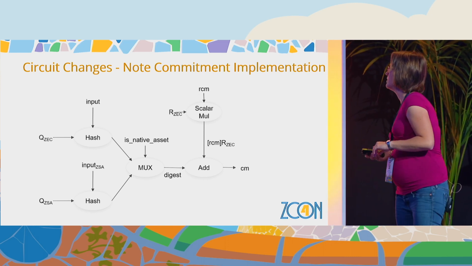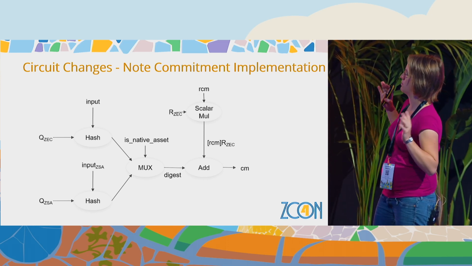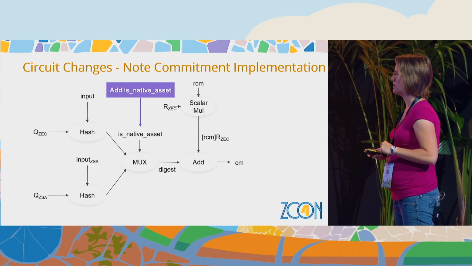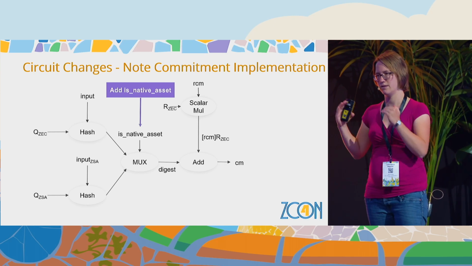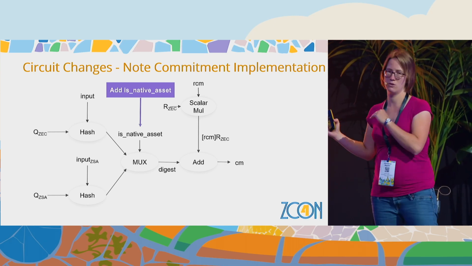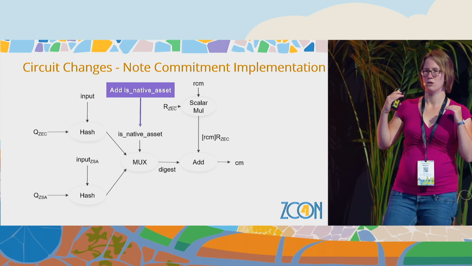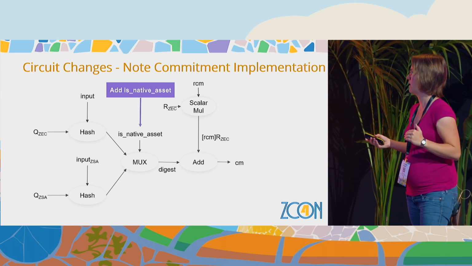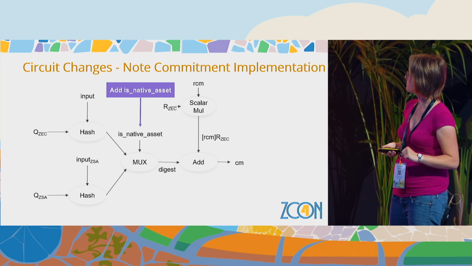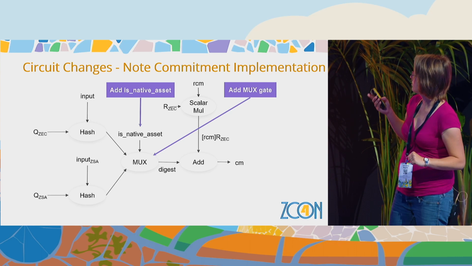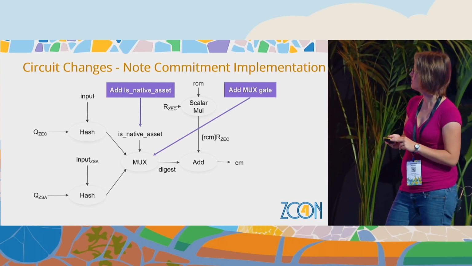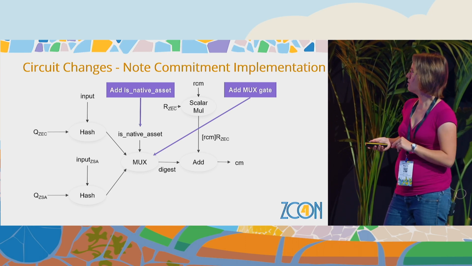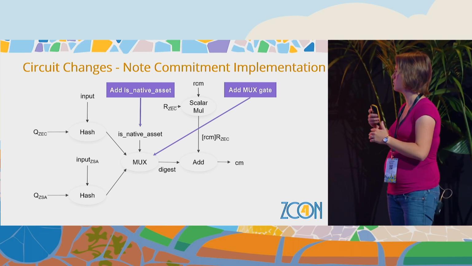So I will just highlight what we have implemented. We added some witnesses in our circuit: the witnesses is native asset and asset, and we added some constraints to check that those witnesses are correct. We implemented the multiplexer gate because it was not present in Halo2. And also, we have some other small implementations.